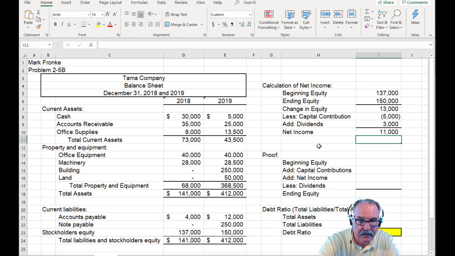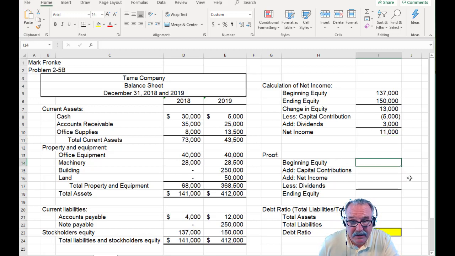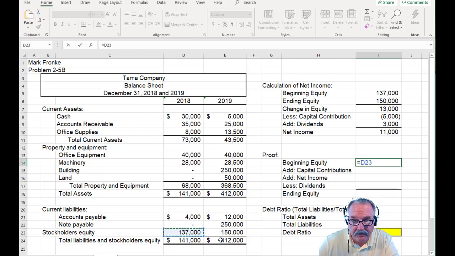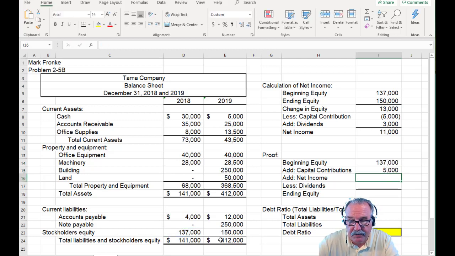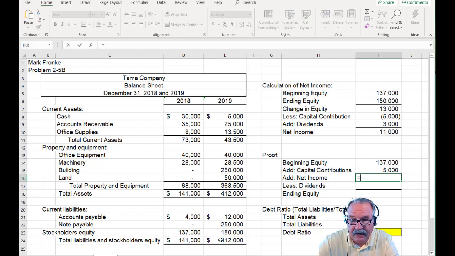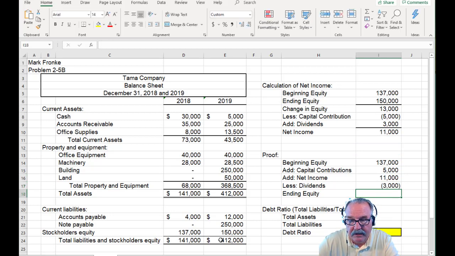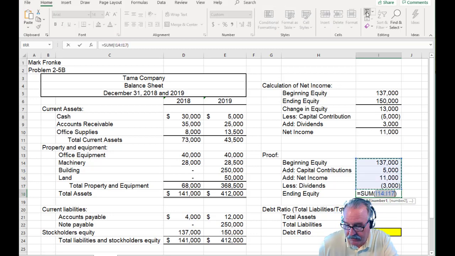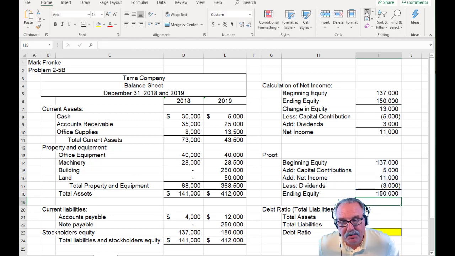We took the change in equity. We subtracted out the capital contributions to take that effect out. We added back the dividends to take that effect out, and that gives us our net income. Now we can prove this by doing a statement of stockholders' equity, because we have beginning equity of $137,000. If we add our capital contributions of $5,000, add our net income of $11,000, and subtract our dividends of $3,000, we should end up with our actual ending equity of $150,000. And let's see if that works. And it does. So we've proven that $11,000 is the correct number for net income.